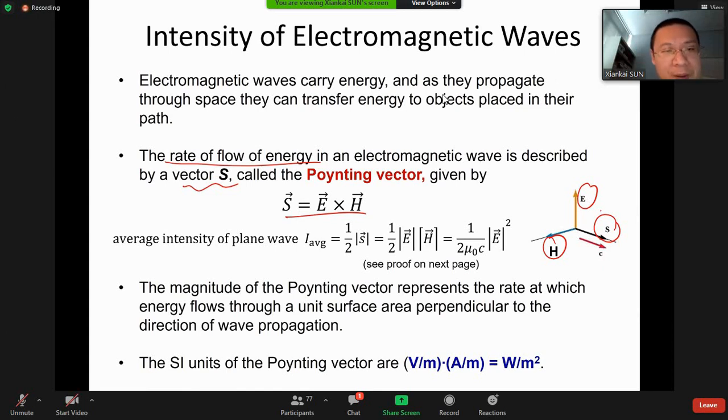Okay, so the average intensity of a plane wave is given by this or this. And we're going to provide the proof on the next page. So the magnitude of the Poynting vector represents the rate at which energy flows through a unit surface area perpendicular to the direction of wave propagation.